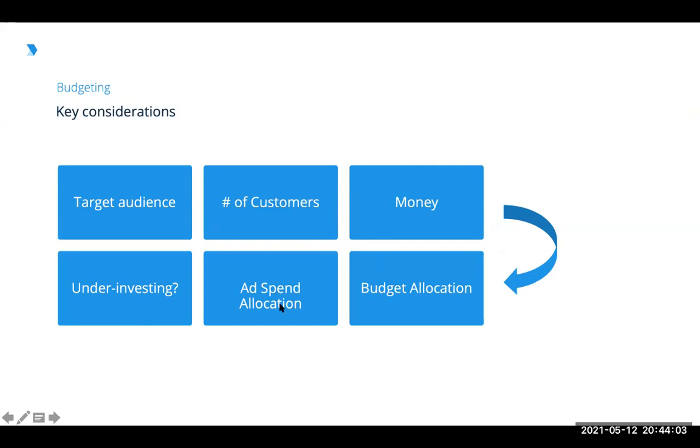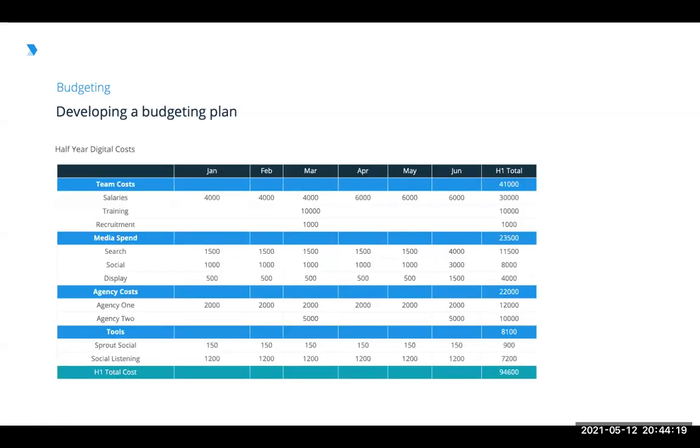Ad spend allocation: how much are you going to spend in the different spaces? If you're going to use, for example, Google advertising, how much are you going to spend there, as opposed to Facebook advertising, as opposed to TikTok, as opposed to LinkedIn, as opposed to email marketing. It just depends on what you're doing. All right, and this is an example, developing a budgeting plan.